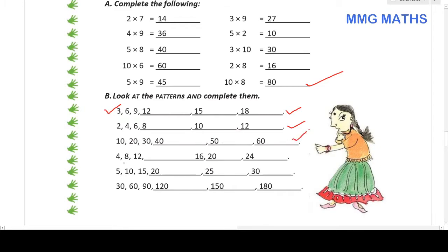Okay, next: 4 2s are 8, 4 3s are 12, 4 4s are 16, 4 5s are 20, 4 6s are 24. So here you can see we have the tables. 5 2s are 10, 5 3s are 15, 5 4s are 20, 5 5s are 25.